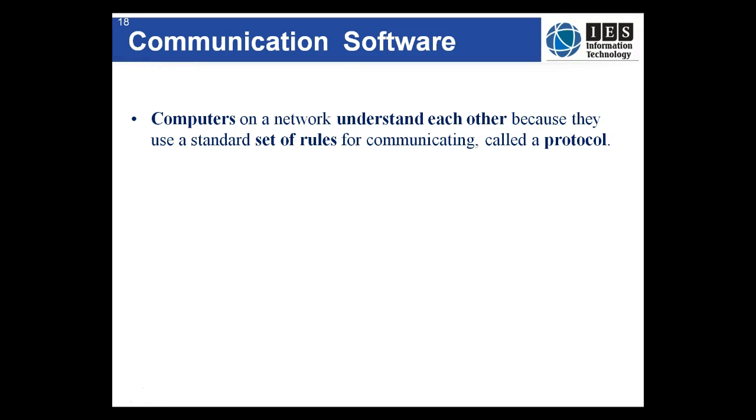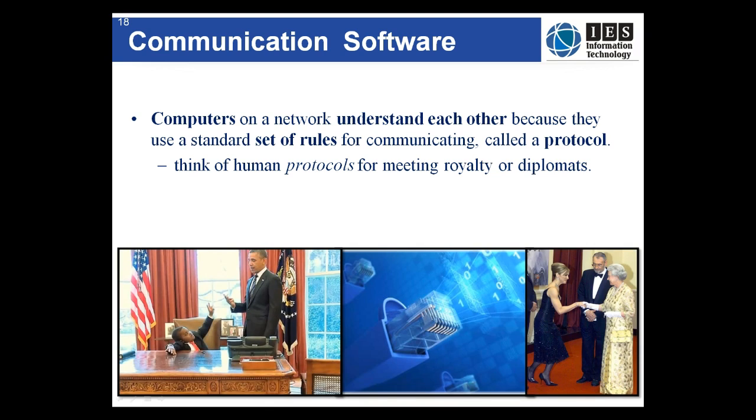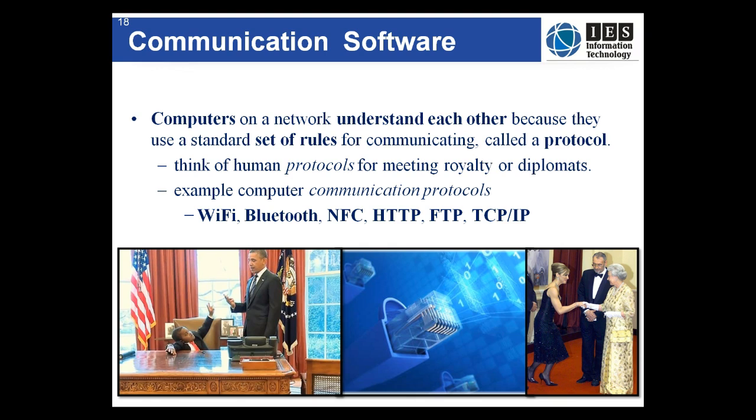Computers need an agreed set of rules to be able to communicate with each other. This set of rules is called a protocol. Just as there are different protocols for people meeting royalty or world leaders from different countries, there are a variety of protocols that work at a number of different layers in network communications. Some of them you've heard through this series of lectures, like Wi-Fi, Bluetooth, NFC, HTTP, FTP, and TCP/IP.